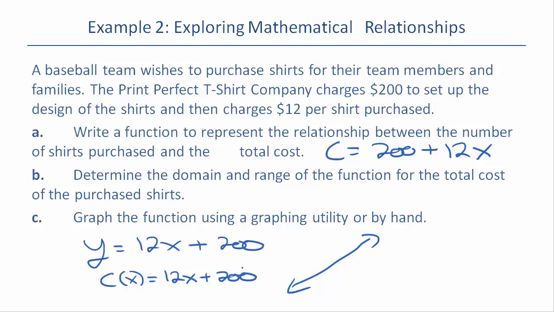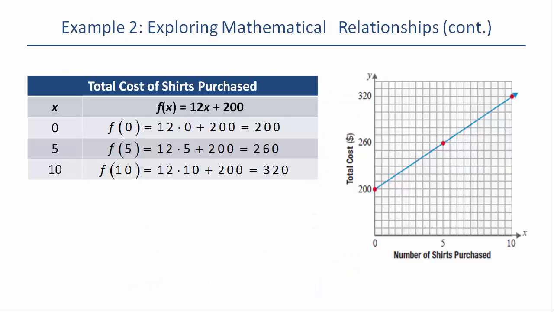What about the range? What's the smallest value this function could be? Well, obviously the smallest x is 0, and at that point you're paying 200 bucks. And then what's the largest it can be? Well, if x can get as big as you want, you're just going to keep adding $12 and $12 and $12 for each new shirt. So the range is going to go up to infinity. And then what about graphing the function? Well, we already said that it's going to look like a line, right? So that's what our line should look like. It should start at x equals 0 and y equals 200 and have a slope of 12.